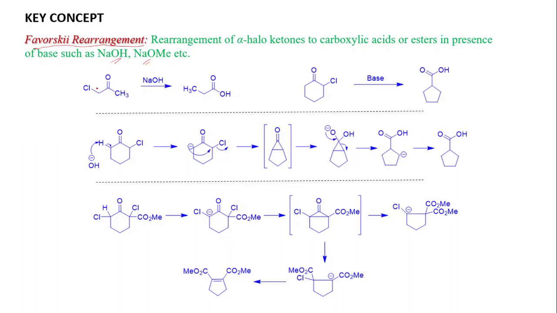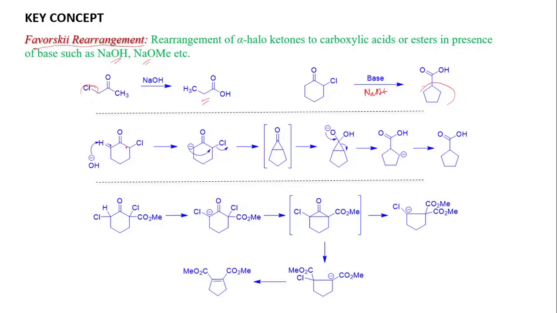For example, this 1-chloropropanone in presence of sodium hydroxide can undergo this rearrangement to give the corresponding propionic acid. Similarly, this 2-chlorocyclohexanone in presence of sodium hydroxide base can undergo the rearrangement and give the corresponding ring contracted carboxylic acid product.